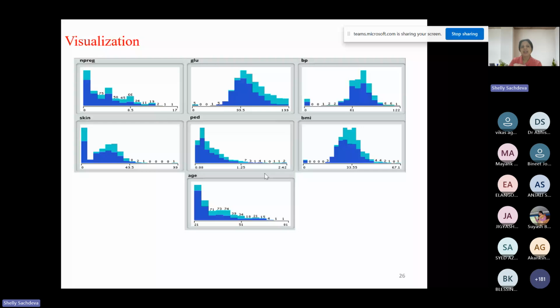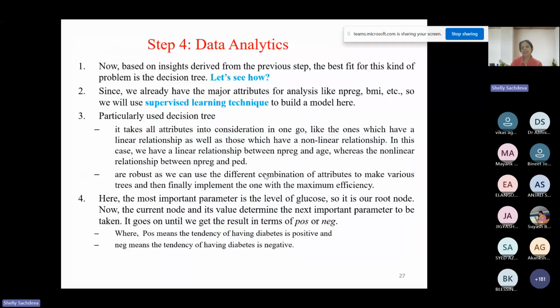So once you have done the data analysis part, you can see what particular learning technique you can apply on top of it. It says that you can apply a supervised learning technique. So why particularly a decision tree?